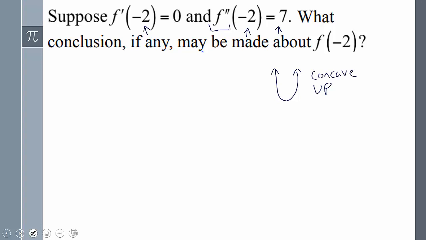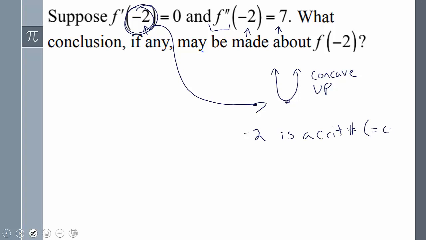Now, what that means is that this value right here, because it's my derivative and it equals 0 when I plugged in negative 2, that's where my slope is 0. So if I relate it to this, it's going to become a minimum. That means that negative 2 is a critical number because it equals 0. And because this is concave up and this is a critical number, f of negative 2 must be a relative minimum.